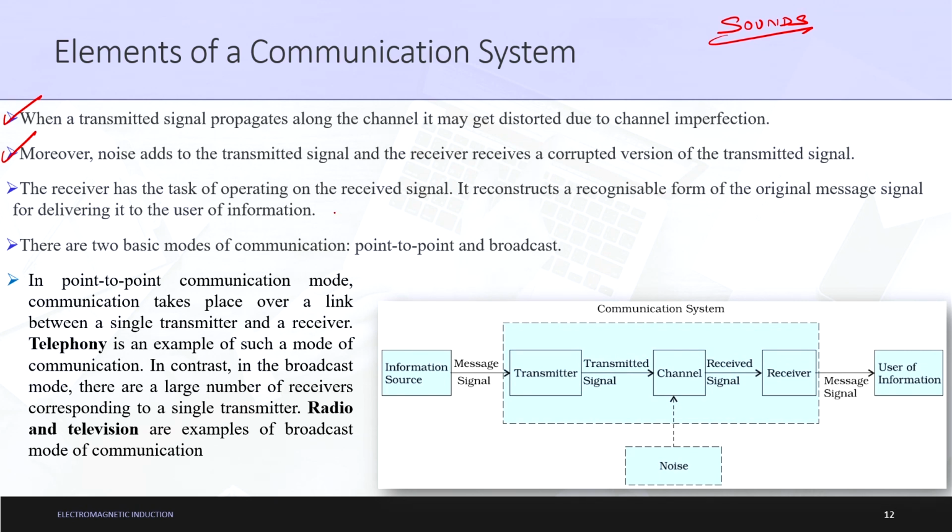As you already know from the last slides, what does a transmitter do? It converts, let us say this is a voice signal, voice signal was being converted using a transducer to an electrical signal.